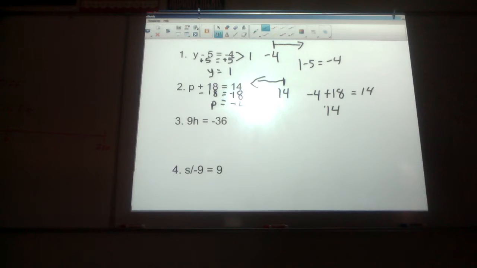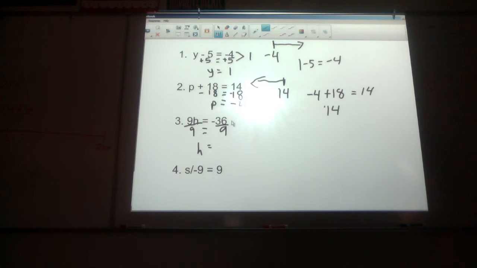All right. For the next one, 9h. Hopefully everybody knows by now that 9h means 9 times h, and that's equal to negative 36. Our goal is to get h by itself. And so what we need to do is the opposite of 9 times h, so that would be 9 divided by 9. And when we do this right here, 9 divided by 9, we actually get 1, so I have 1h. That's a good thing. And we'll do the same thing on the other side, take negative 36 divided by 9.